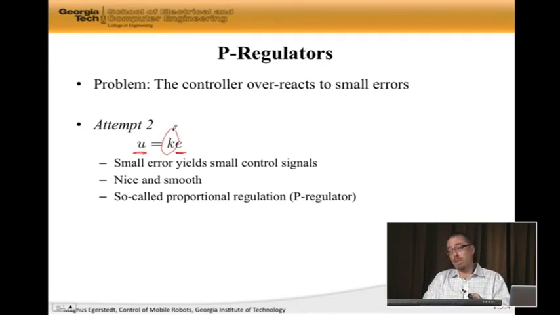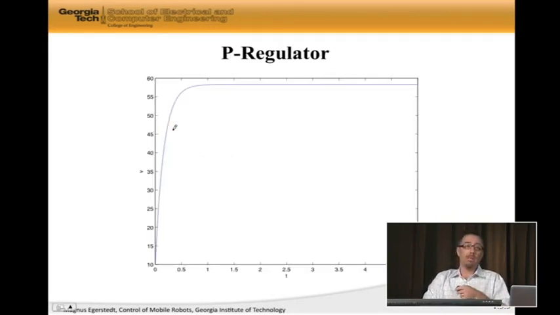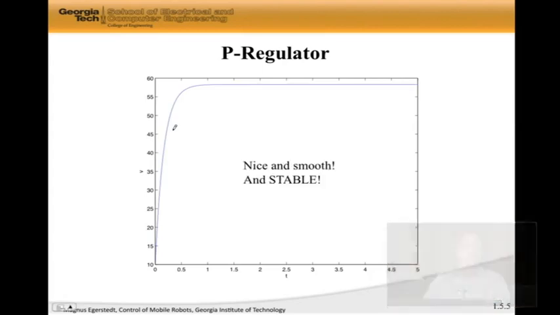So here is a completely different and possibly better way of doing it. This is what the P regulator in action looks like. So it's nice and smooth, right? It seems even stable. Stable again, we haven't really defined it, but clearly we're not blowing up the car. So nice and smooth and stable. Now here is a little problem.